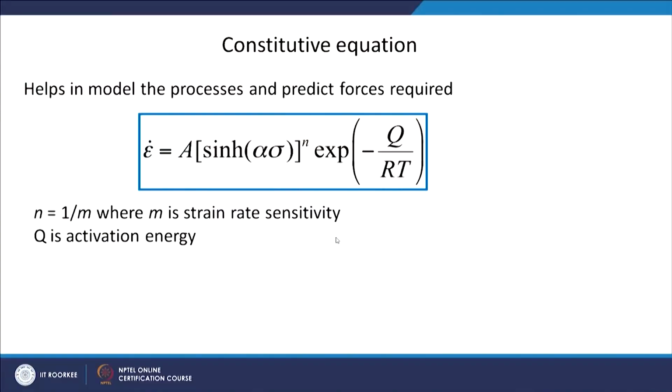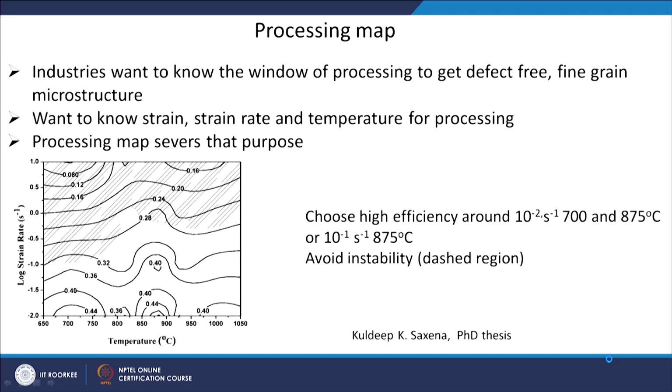So, this is the constitutive equation, a simple type, one of the types, which we try to develop to predict the response of the material as a function of strain rate and temperature. And another thing we try to do through these laboratory experiments is what we call the development of a processing map.